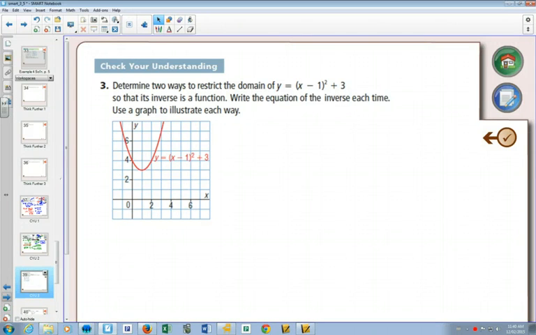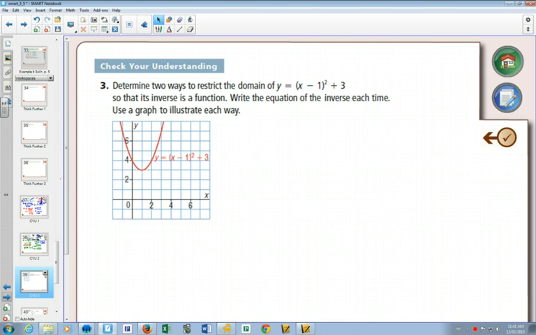Now, if you wanted it to pass the vertical line test after you flipped it over the line y equals x, in other words, if you wanted your inverse to be a function, can you see that your original graph would have to pass a horizontal line test? Because if your original graph passed a horizontal line test, then your new graph would pass the vertical line test.